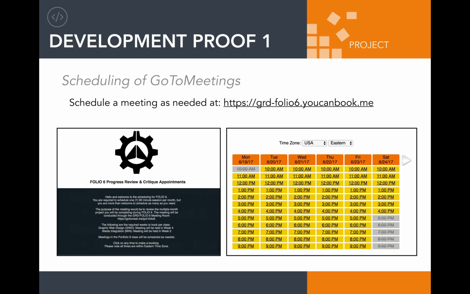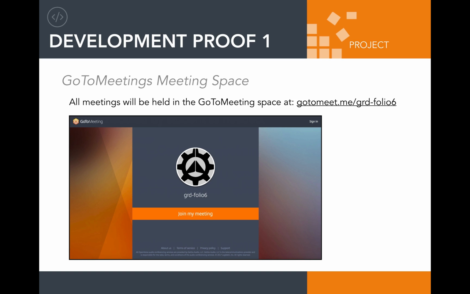You can schedule a meeting as needed, as always, at grd-folio6.ucanbook.me. And the meetings will, of course, be held in the Wk2 meeting space for Folio 6. You can find that at gotomeet.me/grd-folio6.